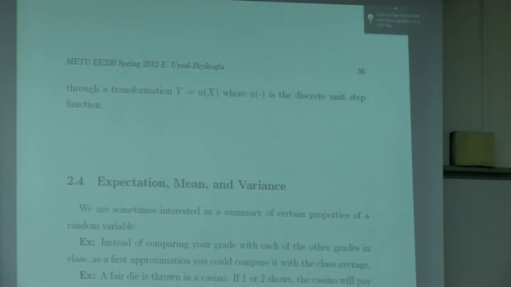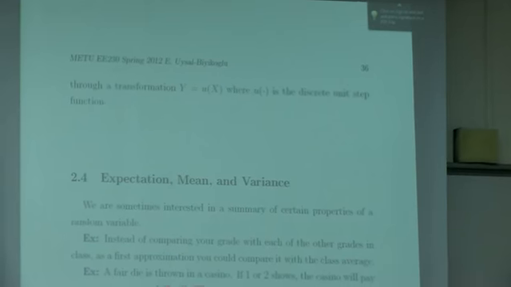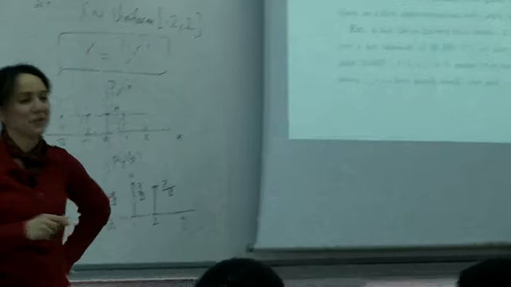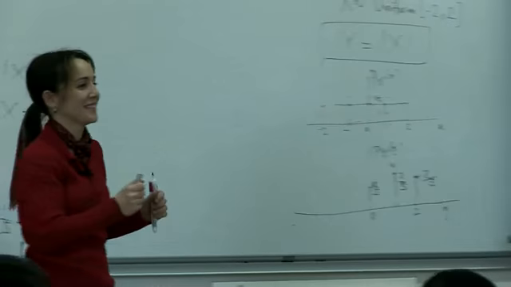Okay. What is u of x? U of x, well, as you can read here, it's a discrete unit step function. Okay. Let's ask someone else. Maybe you can't see very well from over there, kind of squeezed.